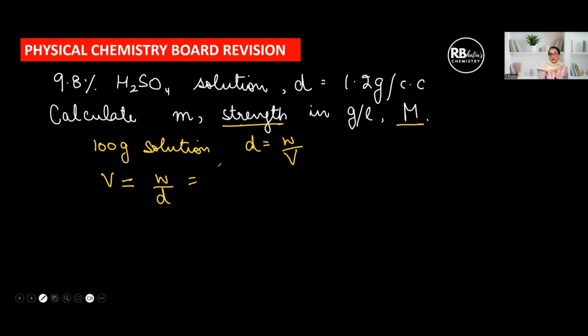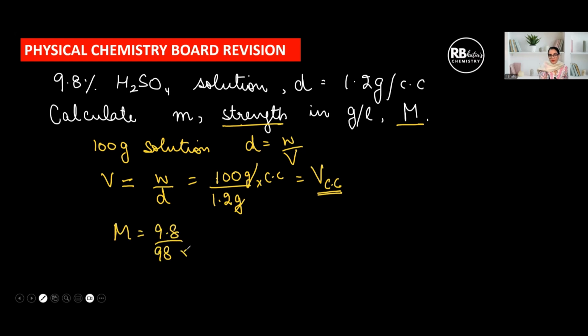What is important here, children? When I have to put weight upon density, weight of solution is 100 gram and density of solution is 1.2 gram per cc. Please remember per cc, which means when this cancels off, you're going to get your answer for volume in cc, that is ml. So when you substitute the values, your molarity is going to be number of moles into volume. Okay. And just remember, since this part is in cc, you have to multiply it by 1000.